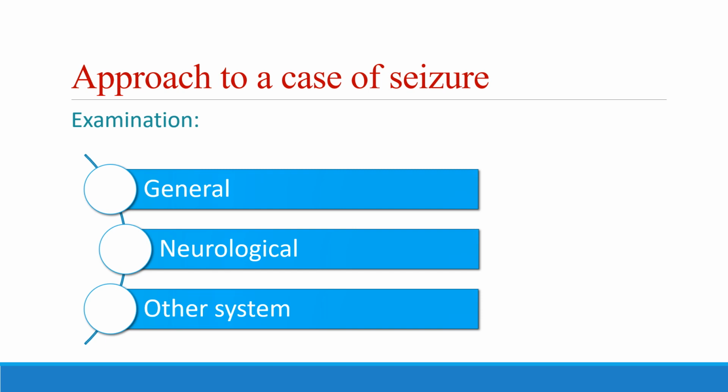Examination includes full detailed general examination, neurological examination, and a check on other systems for any signs or manifestations of toxemia or CNS infection and other features of other system disorders, as uremia, for example.